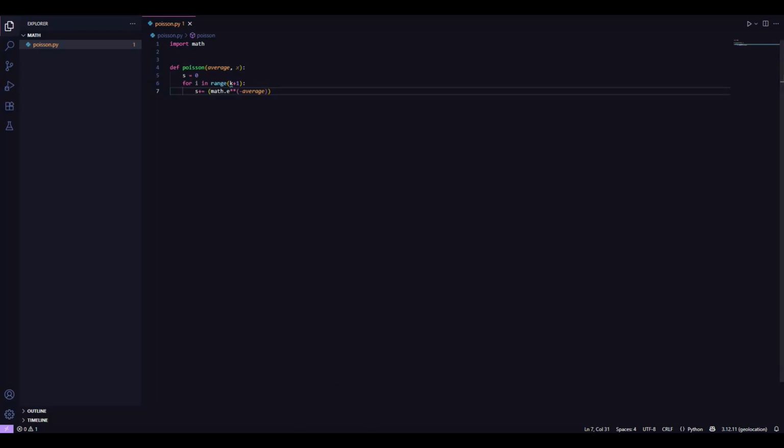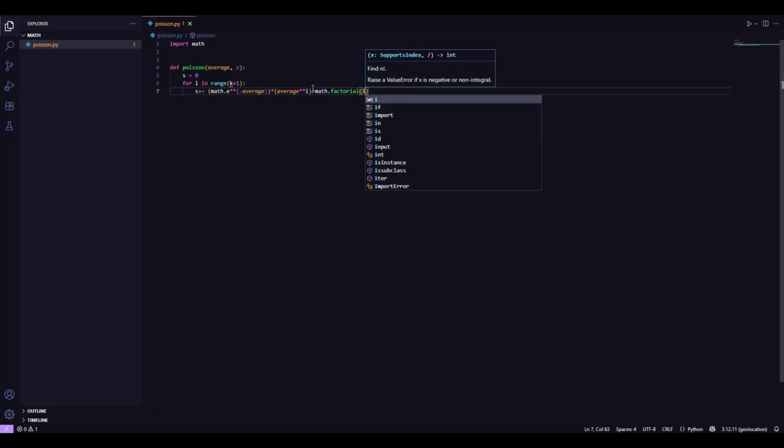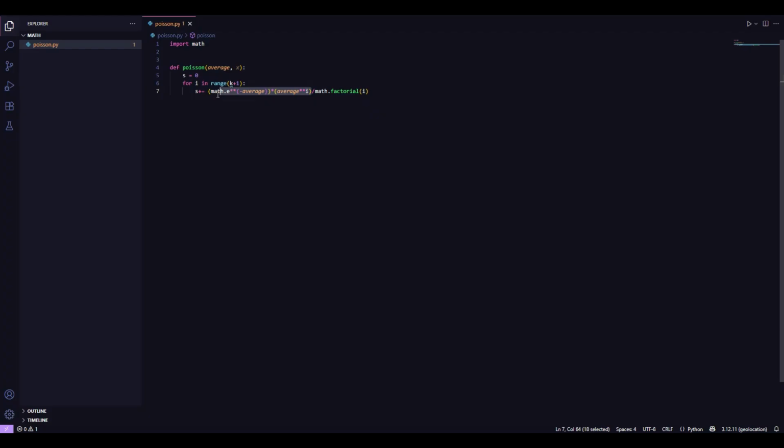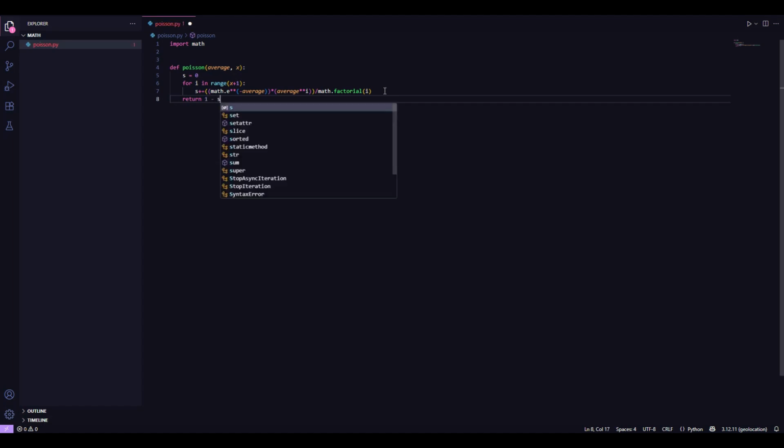Here I'm creating the Poisson distribution equation, the formula. Let's multiply the average to the power of i, where the values we're going to pass are 0, 1, and 2, divided by math factorial of i. The division is at the end, so I need to isolate this equation. And here we pass the x, not the k, and we return the equation, 1 minus the sum.